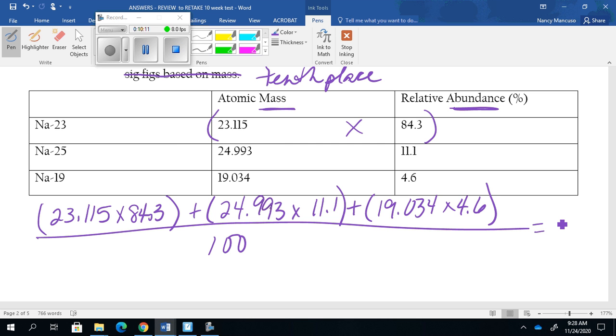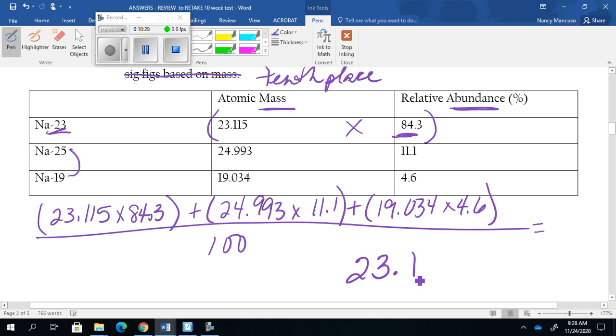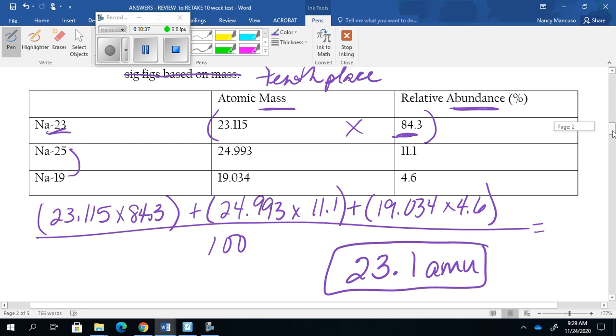23.1 if I round it to the 10th place. I want to just look. My isotopes are between 19 and 25, and my answer comes out 23. And 23 had the greatest percentage, so that definitely makes sense. You always want to check and make sure, does my answer actually make sense? And then the unit is atomic mass unit. All right, so that's what I got.